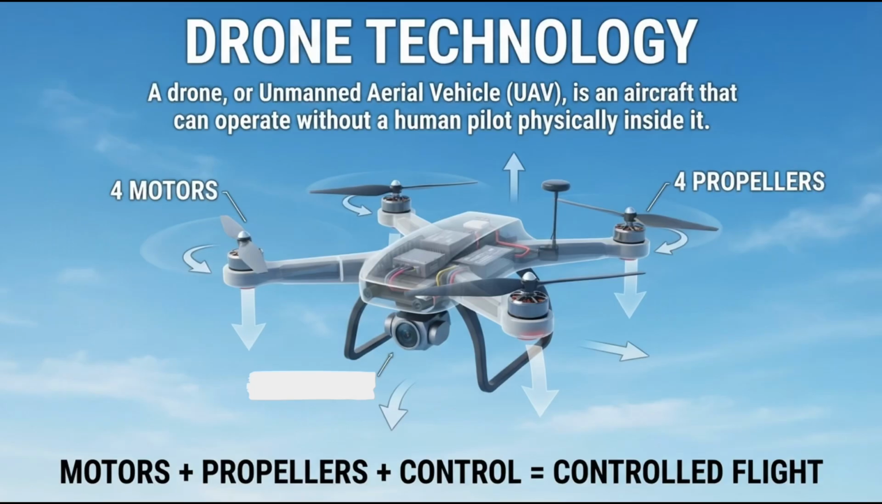Drone technology. Now let's apply what we've learned to drones. A drone, also called an unmanned aerial vehicle, or UAV, is an aircraft that can operate without a human pilot physically inside it. Many small drones use multiple electric motors and propellers to control their movement. A typical quadcopter has 4 motors and 4 propellers. These components work together to produce controlled flight. But what exactly makes that possible? Let's take a closer look.